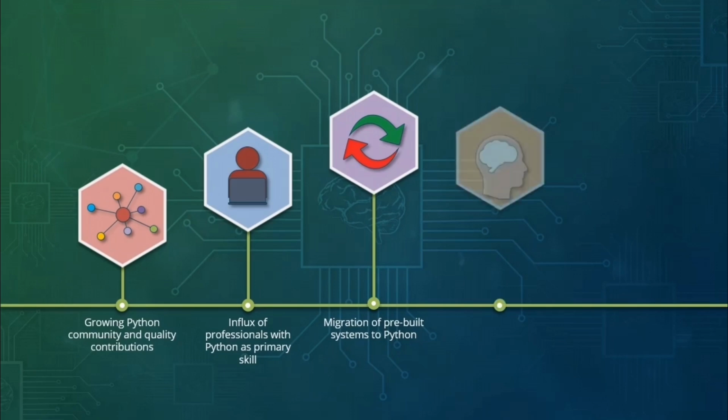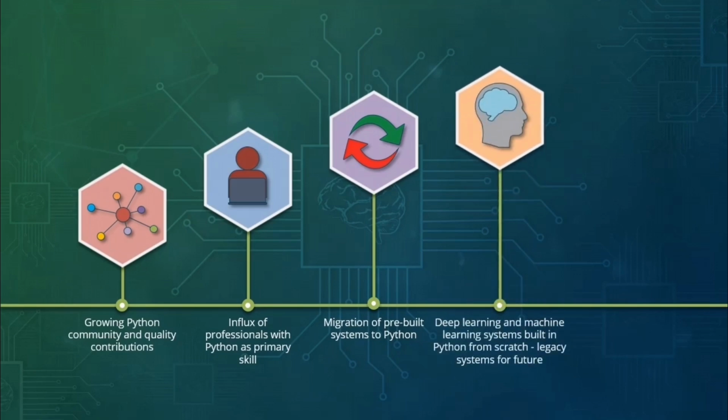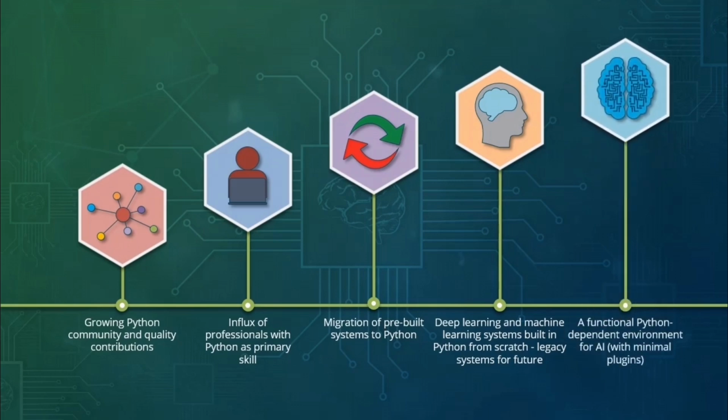Over the next few years, a lot of development will take place in deep learning and machine learning, and most of it is expected to take place using Python as the major language. These will certainly become the legacy systems for the distant future and lead to a Python development environment for future AI software.